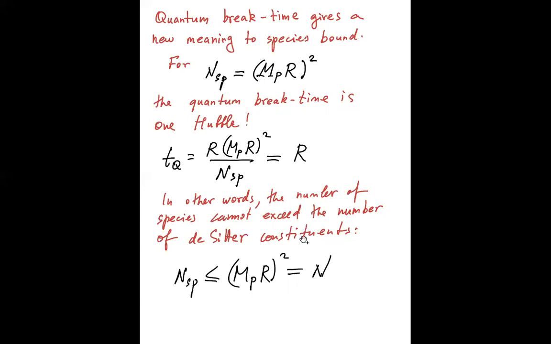Now notice also that this bound implies that the number of species that you can have in the theory has to be less than the number of de Sitter constituents. So what the theory tells us is that you cannot produce de Sitter with more constituents than the total number of species that you have in the theory. These species don't have to be gravitational. They can be whatever. I mean, hidden sectors, copies of the standard model, whatever you want.